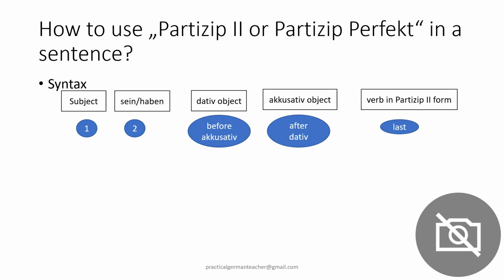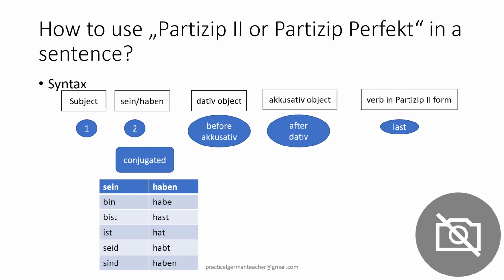If you happen to have objects in your sentences and one is direct and another is indirect, then please remember the dative object will be before the accusative object. Another way to say the same is the accusative object is after the dative object. That is a rule.